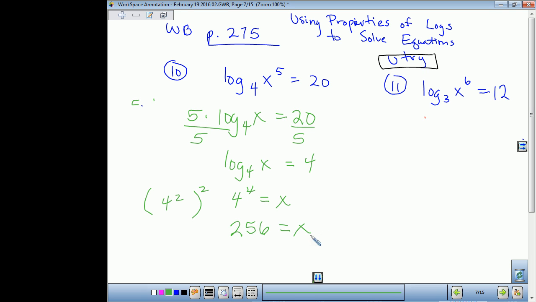That could definitely be on the no calculator portion of a test. You're going to see 16 times 2, and then whatever that is times 2. You try. Number 11. You got this.